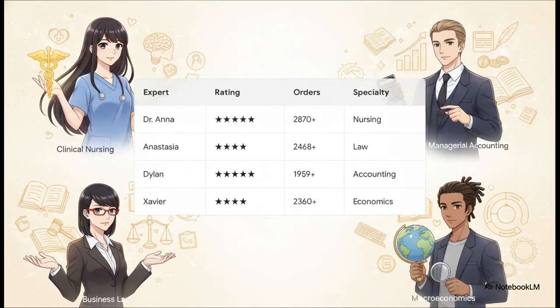To show the scale of what they do, the source lists specific academic experts. Take a look at these numbers. Dr. Anna Frangu has a 5-star rating with over 2,870 orders completed in clinical nursing. Anastasia T. Fragalist handles business law with over 2,400 orders. Dylan O'Connell has nearly 2,000 in managerial accounting, and Xavier Greg Kagiat has over 2,300 in macroeconomics. It really highlights their vast cross-disciplinary experience.